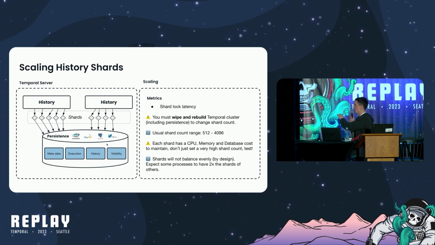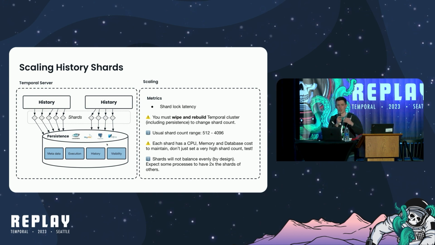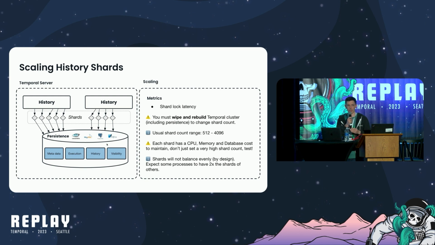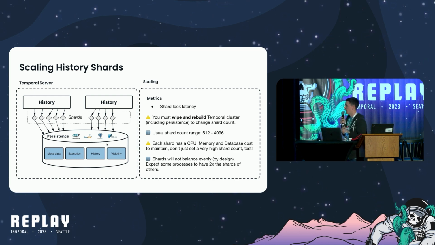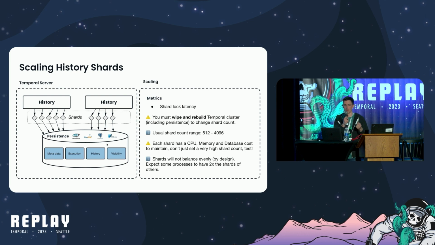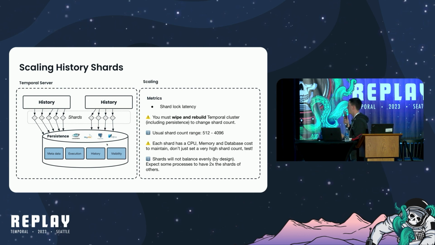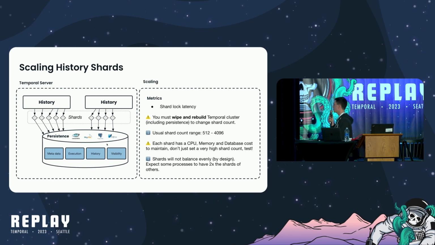What this means is that the history is often a bottleneck, because the number of shards literally is designed to limit the amount of concurrent writes we can push to persistence. And almost every interaction with Temporal involves writes to the history, because that's our job. That's what we do. We manage history for you. And that's how we provide the features that we do.